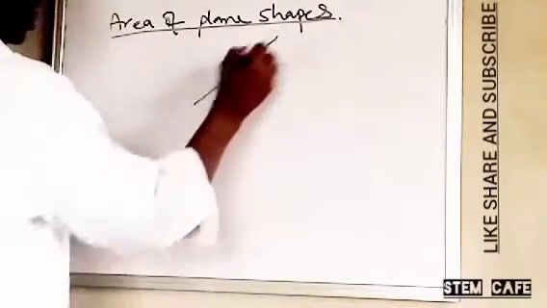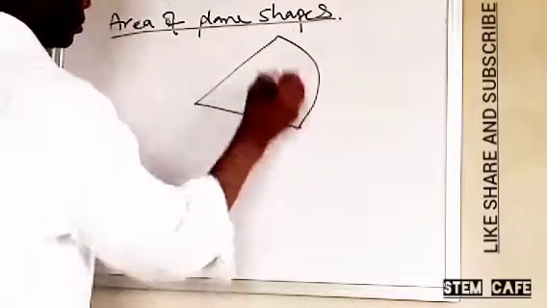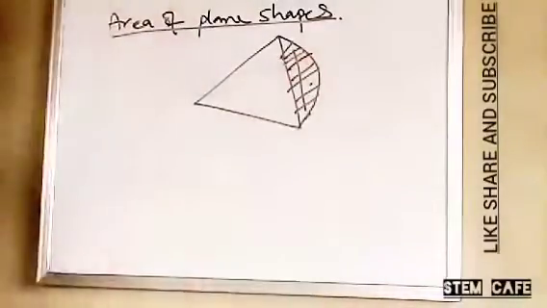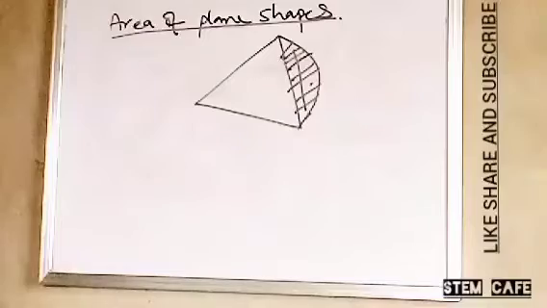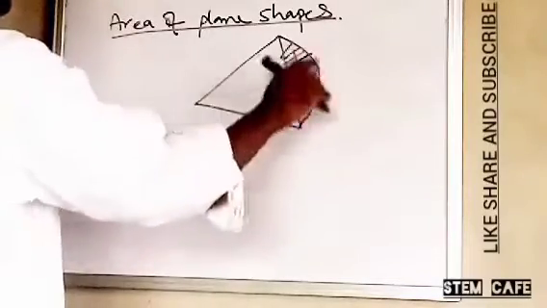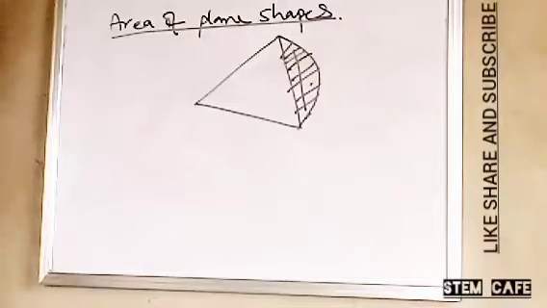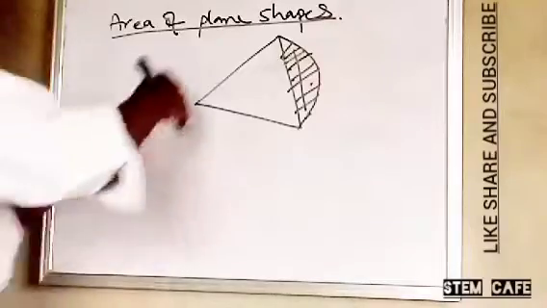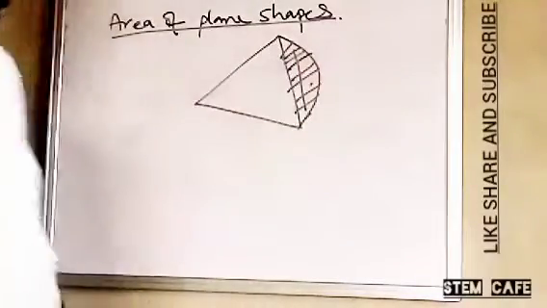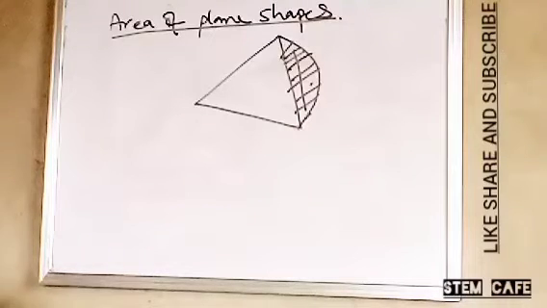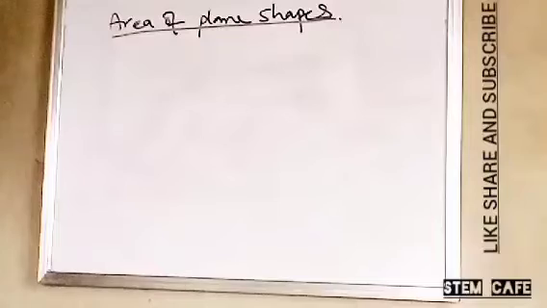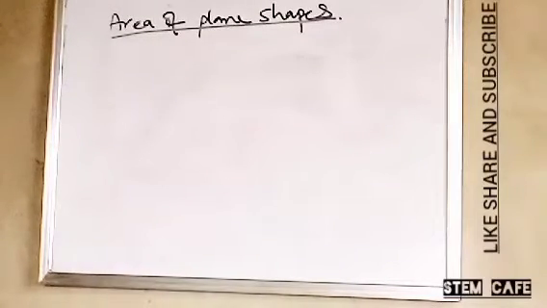Look at this one too now. If you have to find the area of the shaded portion, what will you do? You find the area of the whole shape because you have a formula for that. You find the area of the triangle side and you subtract the area of the triangle from the area of the full sector. That's how you find that. So we are doing something similar in this area of plane shapes on our Cartesian coordinates.